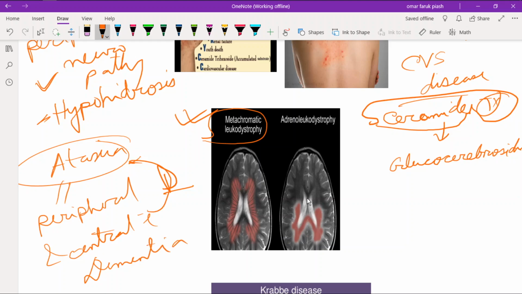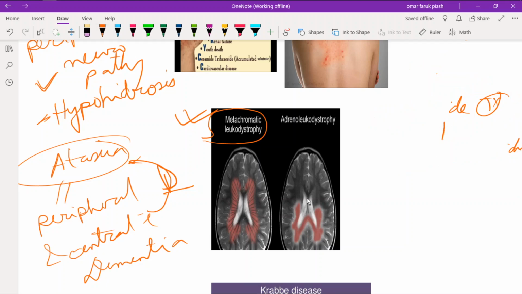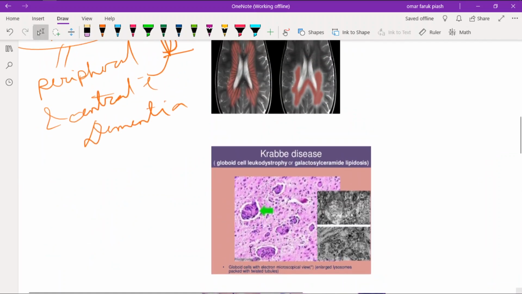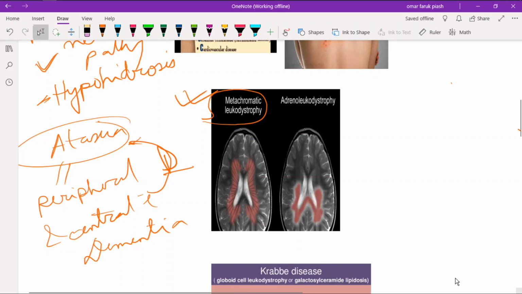These are the important features of metachromatic leukodystrophy. The deficient enzyme is aryl sulfatase A.